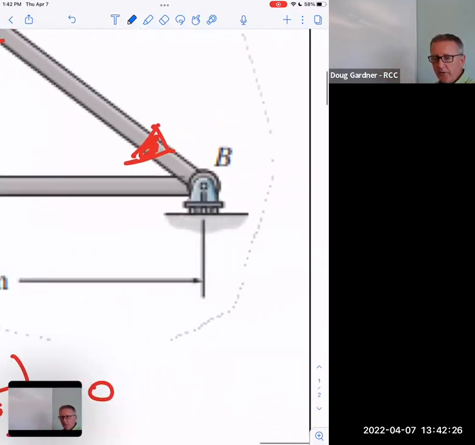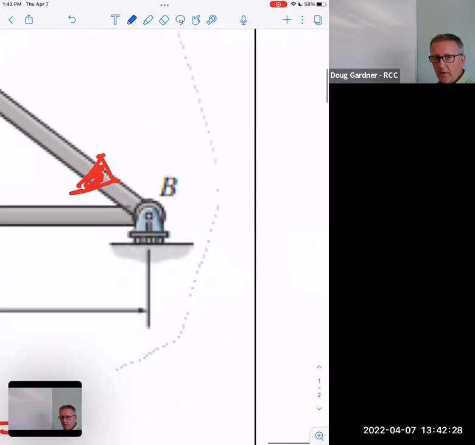What do you notice about this one though? Have you seen that enough that you recognize what he's trying to draw there? That's a roller, yeah. So it actually only resists in the Y. And that's because of thermal expansion, which we'll be talking about later on in this class. If something gets warm, it's going to expand, and if it can move, that'd be great.